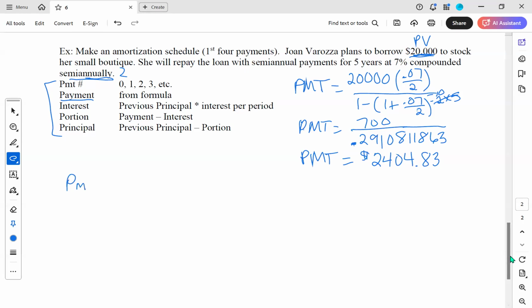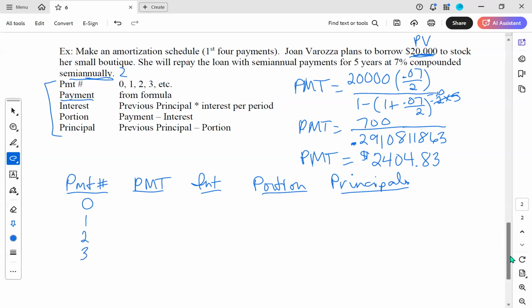So now when we do our amortization schedule, we have a payment number. We have our payment, which you can use the abbreviations. And we have our interest. We have our portion. And we have our principal. Okay, so we're doing the first 4 payments. So we would have 0, 1, 2, 3, 4. So it looks like we're talking about 5 different payments, but we're going to the 4th payment. We have to have payment 0 on there. So payment 0 is not included in this first 4 payments.